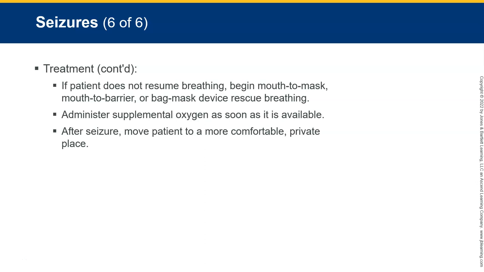If they don't resume breathing after a seizure, or if the seizure is prolonged, well, now we're going to have to start doing some ventilations, right? So you're going to get the BVM, and you're going to start administering ventilations to them. Also administer supplemental O2 as soon as it's available. So you want to put oxygen on them, whether it's by a mask, at least a nasal cannula, but preferably by a mask, get them as much as they can.